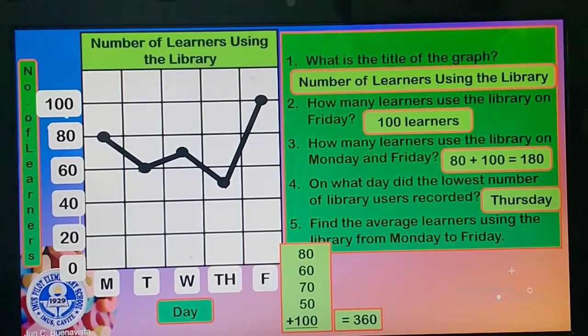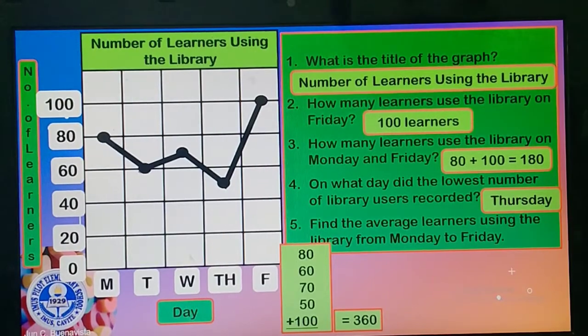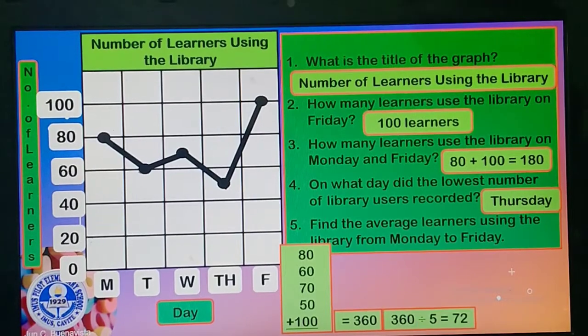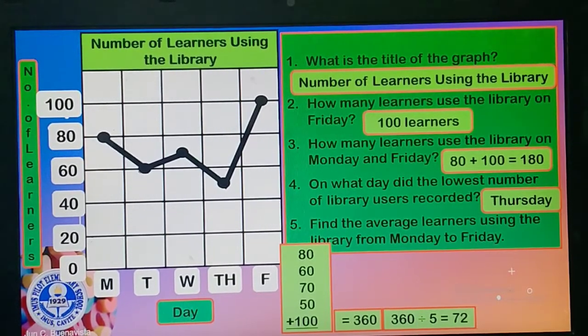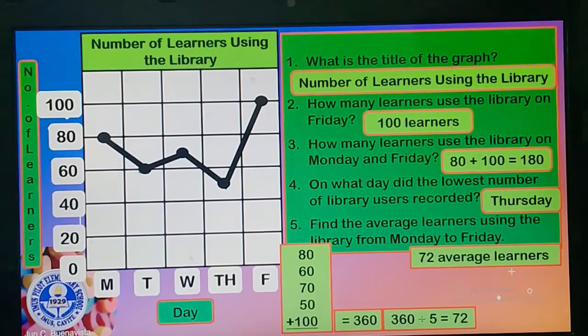Okay, so 360. What we're going to do with 360? We're going to divide by how many? 5. Very good. Why 5? Because there are 5 days. 5 ang ating pinag-add, so i-divide natin sa 5. So, 360 divided by 5 equals 72. So, therefore, the average number of learners using the library from Monday to Friday is 72 learners. That is how to solve problems using the line graph.